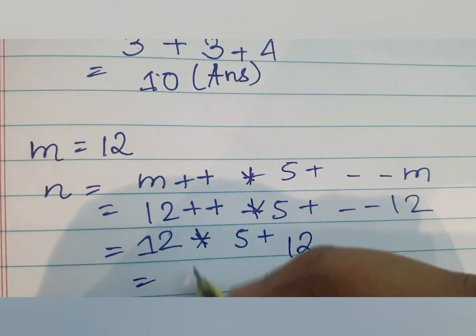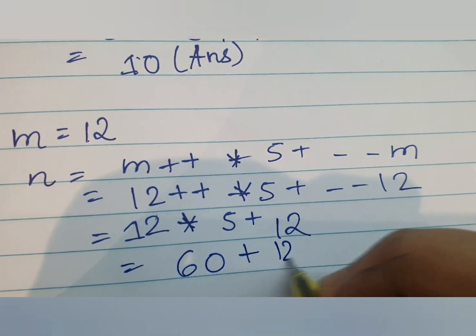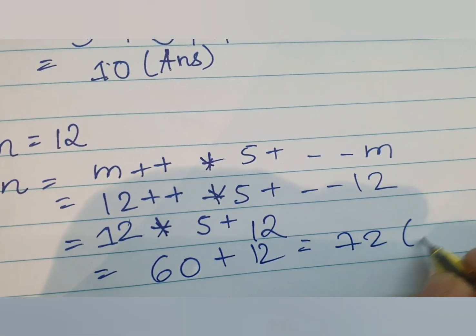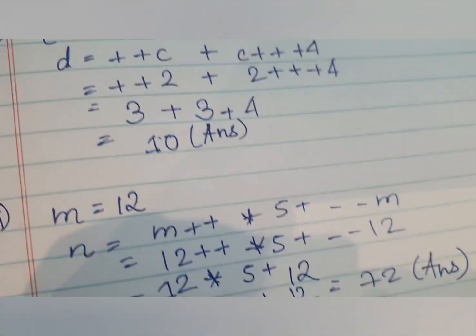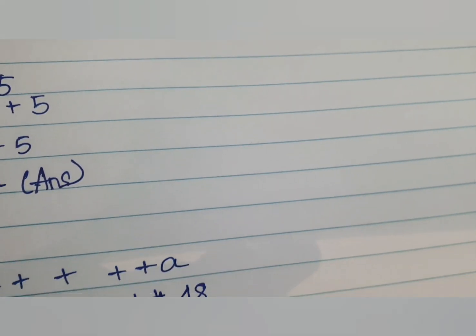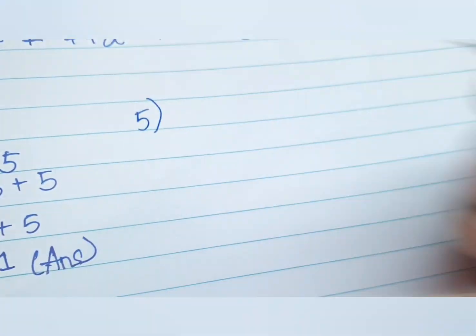So according to BODMAS, we will first do the multiplication. So 60 plus this. So the answer will be 72. Alright. Let us do the rest of the questions. So now question number 5, let's attempt.